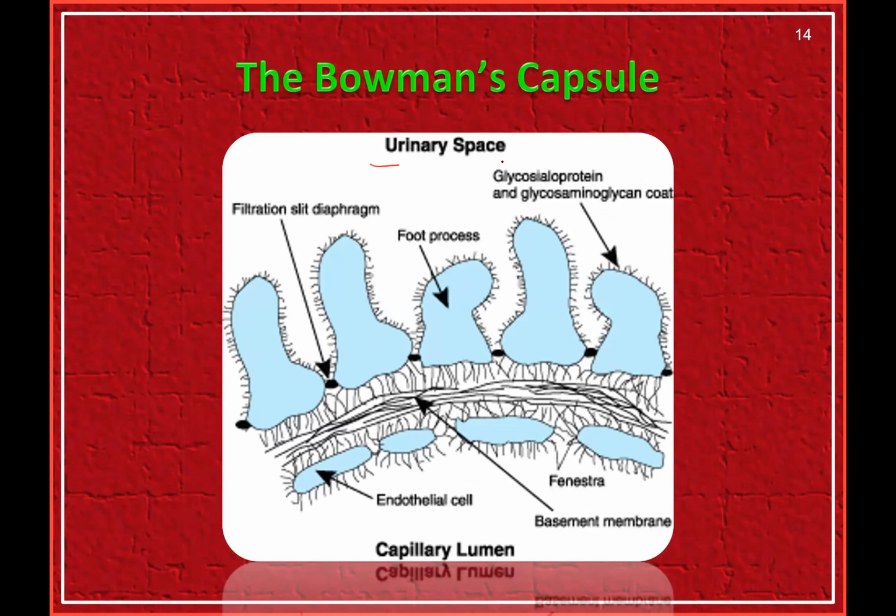Okay. This is the Bowman's capsule of the kidney. This is the urinary space. This is the capillary lumen. Blood circulates here in the capillary, and there are capillary endothelial cells here. In between there are holes. These are called the fenestrae.